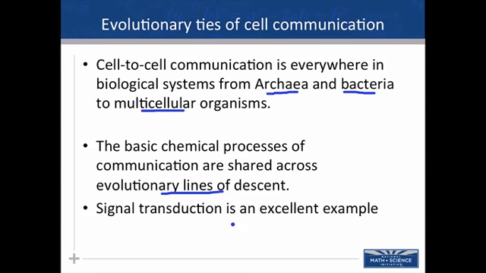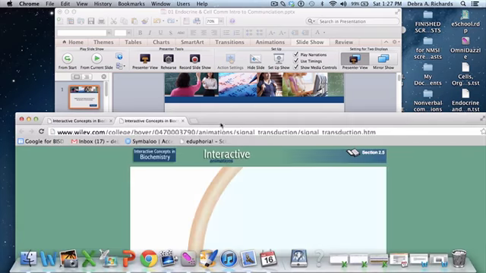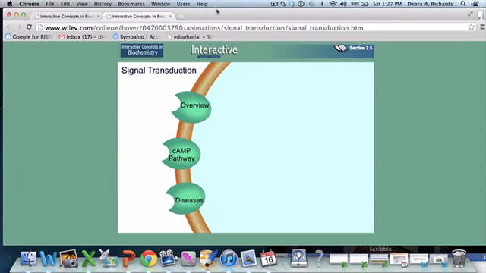One of the methods that we'll look at in this unit is called signal transduction. It's a really clear and clean example of how cells communicate and cells that are related to each other, given the pathway of communication that they use. We're going to look at an animation of this process of signal transduction.